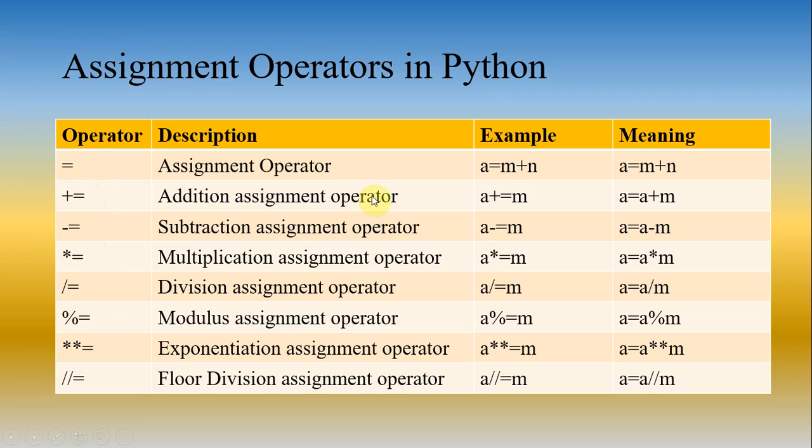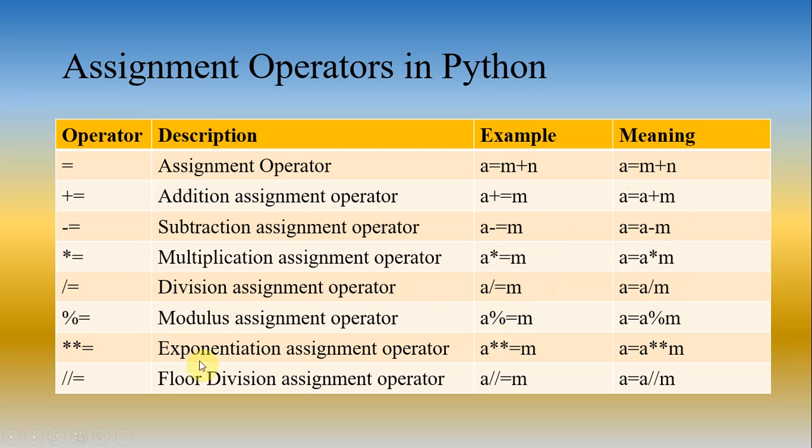The addition assignment operator is represented by plus equal to, that is a plus equal to m. We write it this way, but internally it is a equal to a plus m. The next is the subtraction assignment operator, a minus equal to m, and internally it is a equal to a minus m. The third is the multiplication assignment operator, a asterisk equal to m, which is internally a equal to a into m. Division assignment operator is represented as a divide by equal to m, which is a equal to a divide by m. So it is written in these ways, but it means these.